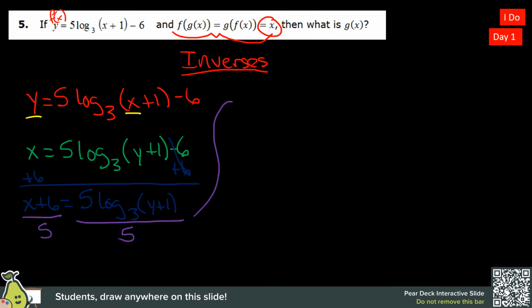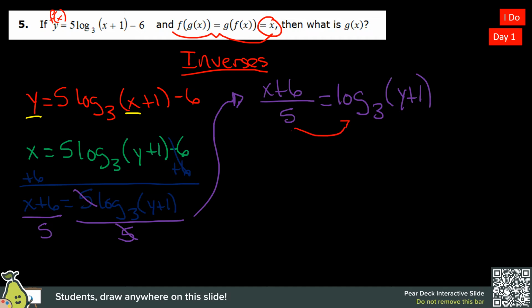And let's write this up here. We're going to get x plus 6 over 5 equals, with these 5s simplified out, log base 3 of y plus 1. Now what I'm going to do to make this a little easier on us is just switch these sides, not mathematically, just because we're going to use a little bit of a rule here. So we're going to get log base 3 of y plus 1 equals x plus 6 over 5.